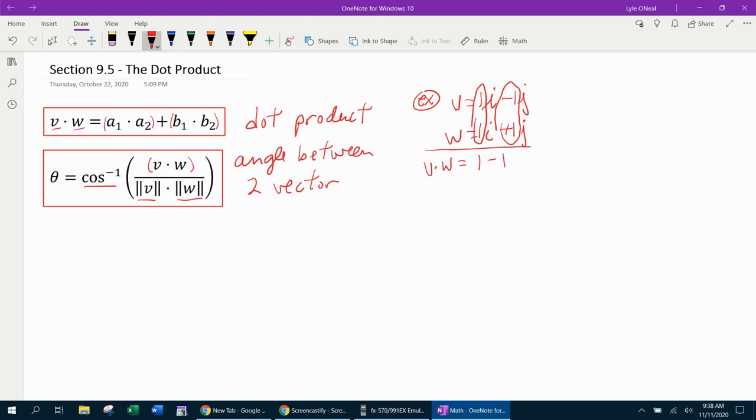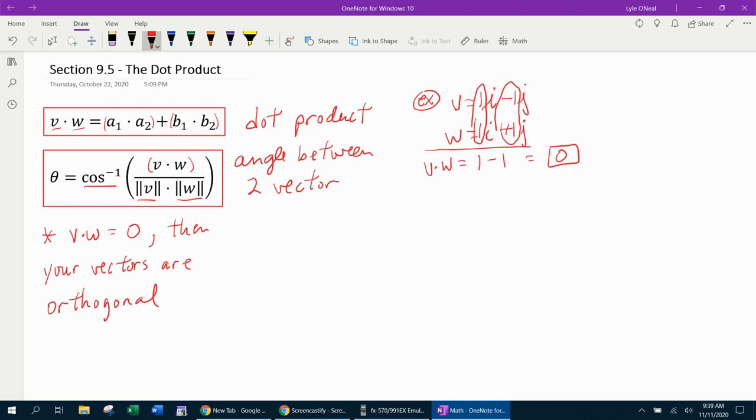And then you need to add those two results, or in this case, subtract. And we're going to get a dot product of 0. This is important, so important that I'm going to make a note over here. If your dot product is 0, then your vectors are orthogonal.